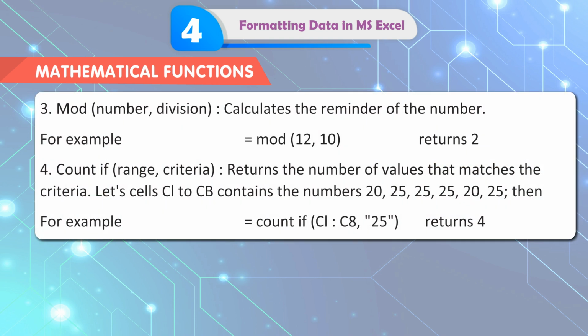MOD(number, divisor) calculates the remainder of the division. For example, =MOD(12,10) returns 2. COUNTIF(range, criteria) returns the number of values that match the criteria. Let cells C1 to C4 contain the numbers 25, 20, 25, 25. Then, for example, =COUNTIF(C1:C4,25) returns the count of matching cells.